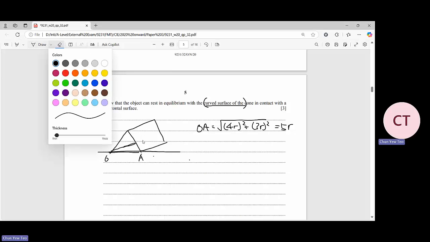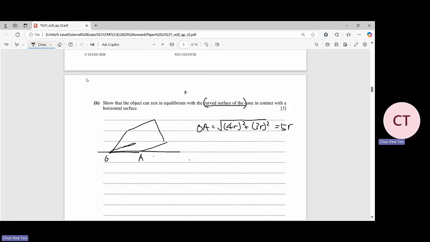Your center of the OG. G is the center of the mass. So G, this is the theta. So OG cos theta is actually, what is OG? OG is the 8R minus the bar Y.